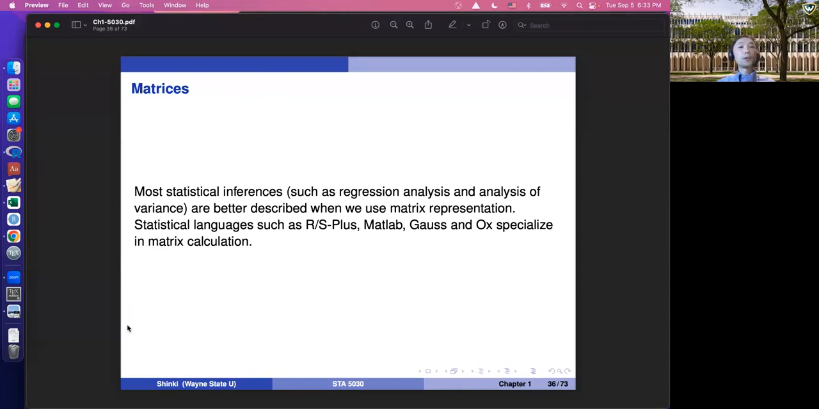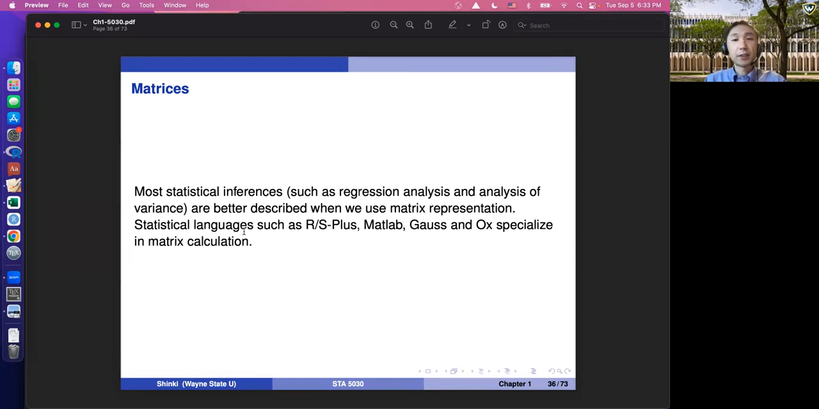Most statistical inferences, such as regression analysis and analysis of variance, are better described when we use matrix representation. Basically, statistics deals with spreadsheets of data. We have the variables in columns, and we have observations in rows. So we have the spreadsheets of data set, and we have to come up with a method to process all the data as one batch. That is basically a matrix. That's why matrix operations are very important in applied statistics.